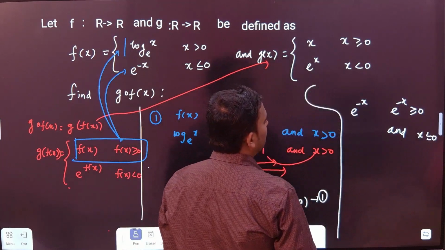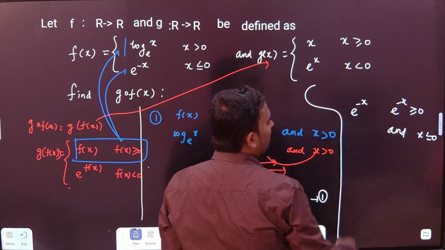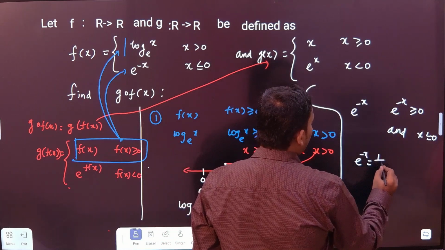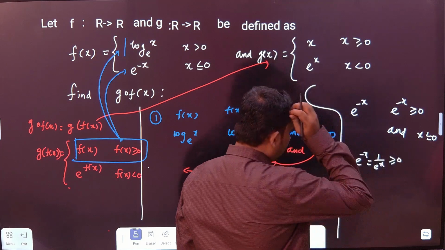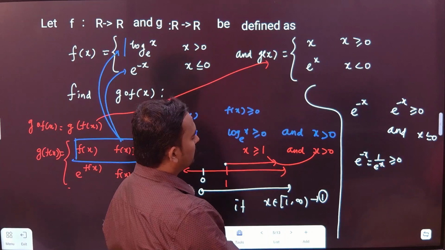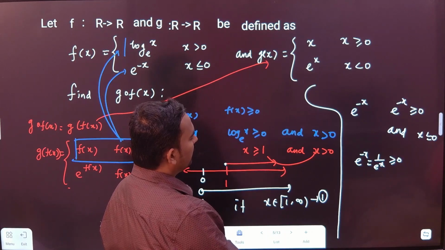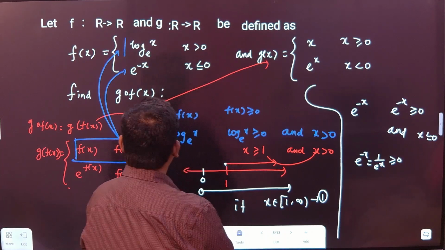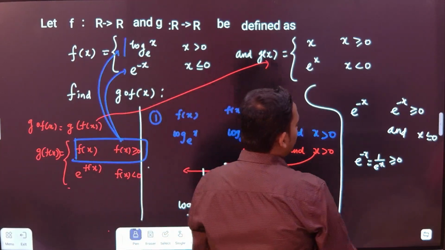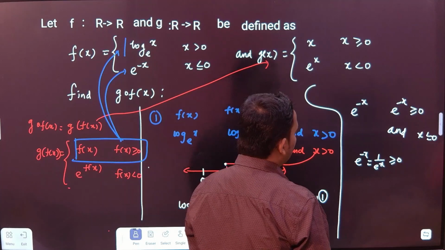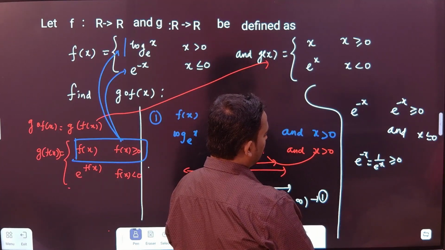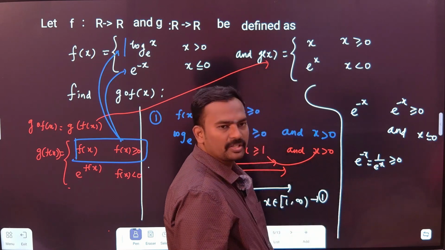Clear? You can see e power minus x, first observation, it's 1 by e power x, which is always greater than 0. Greater than or equal to 0, right? This is true or not? Strictly greater than 0, no? First one. So that means what value can it not take here? You can take any value, it's more than 0 only.